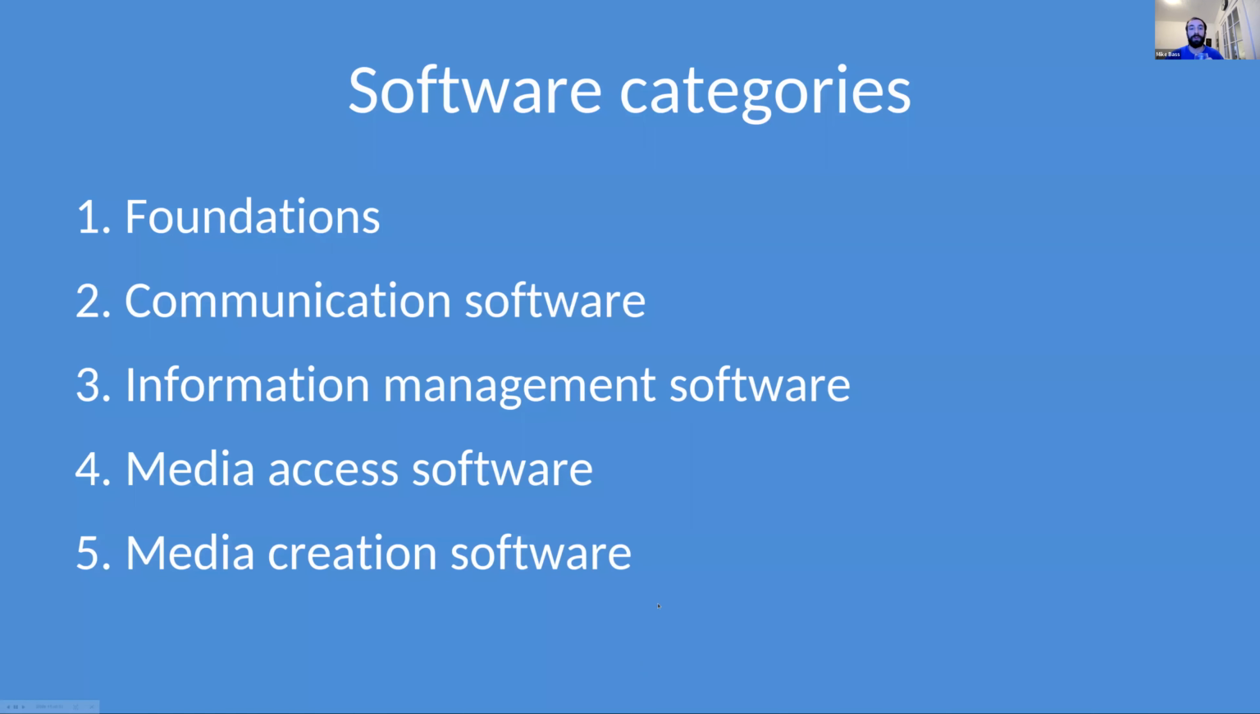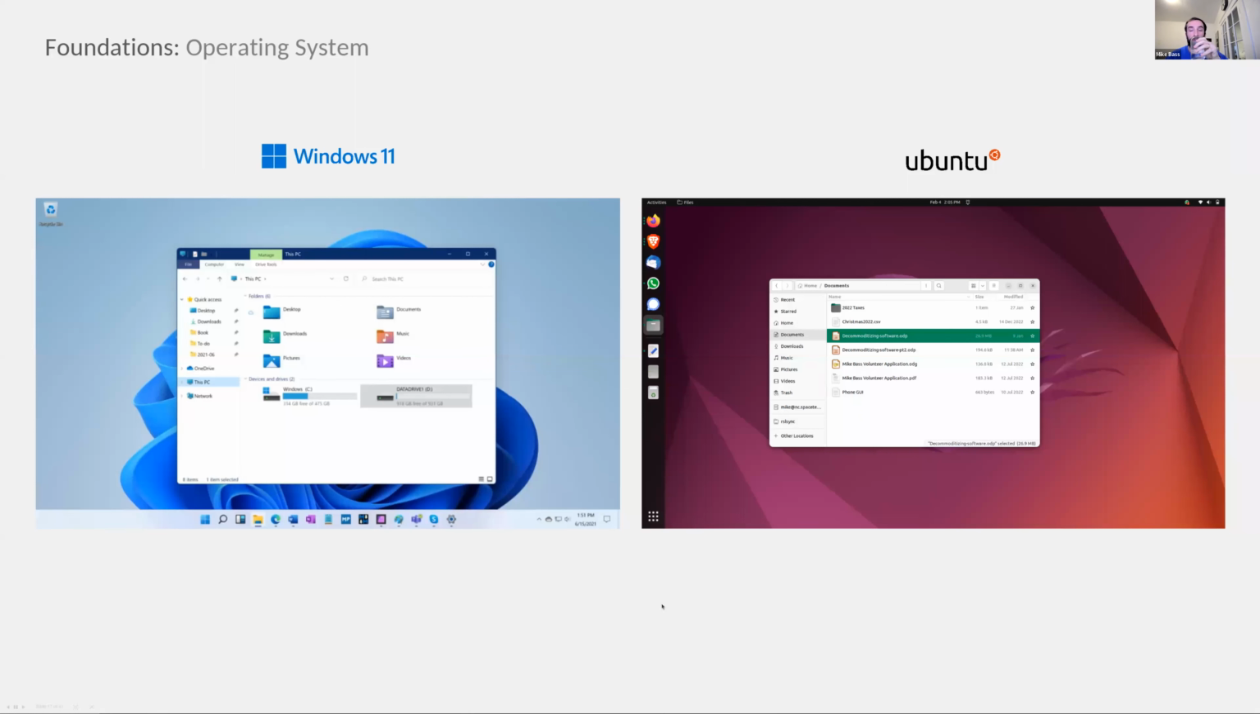So start with foundations. We'll start with the operating system. The operating system is the foundation of the device that you use, whether it's a laptop or a phone or a tablet. When you think of operating system, you might think of Windows or Mac OS or Android or iOS. The operating system is the environment that allows other software to run and be available to you. So it's super influential. It's the foundation of how you access software.